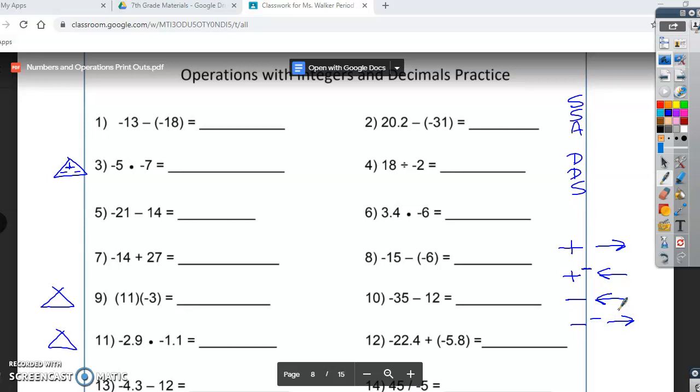Okay? So right here, I have negative 13 minus negative 18. This one, I know I'm not using the triangle, by the way. So this is a leading negative. Hopefully we know without even looking that a negative starts to the left on the number line. Now I have minus a negative. Remember, I'm not looking at this sign anymore. I'm looking right here. I see minus a negative. They need to be right next to each other.